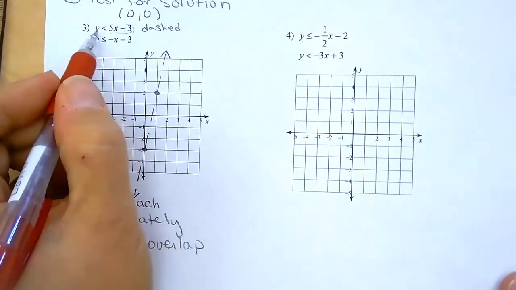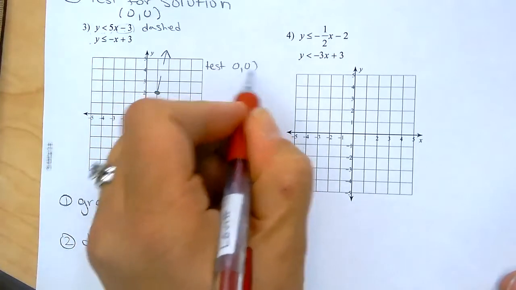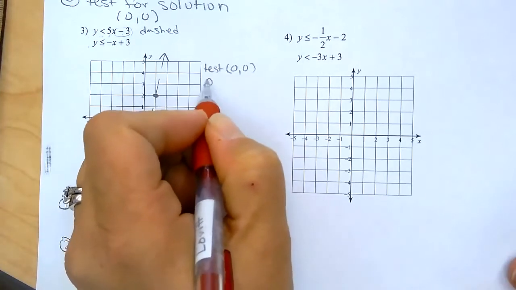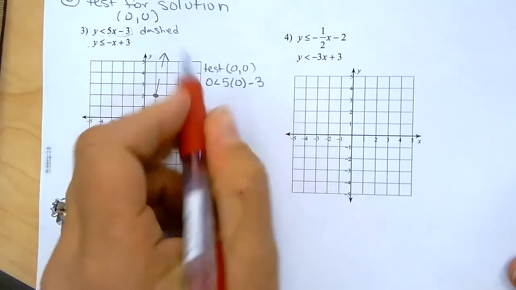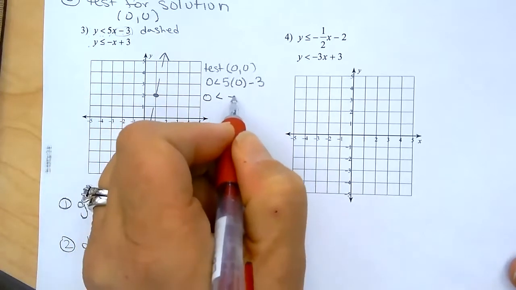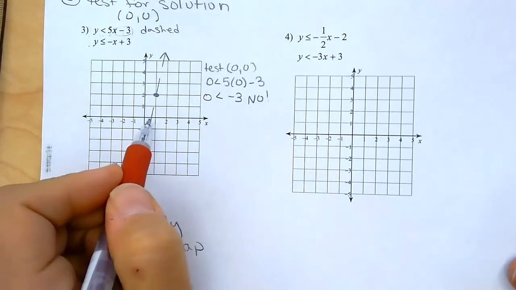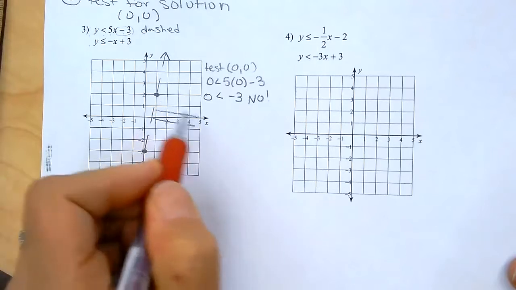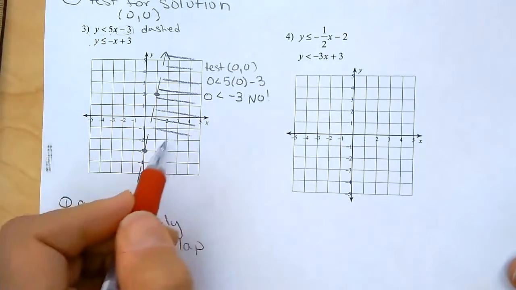And same thing, I'm going to test a point. I'm going to test 0, 0 in the first one. So is 0 less than 5 times 0 minus 3, is 0 less than negative 3? And the answer is no. So instead of going towards 0, I'm going to go away. And I'm just going to go all the way across, up and down, just like what we did before.